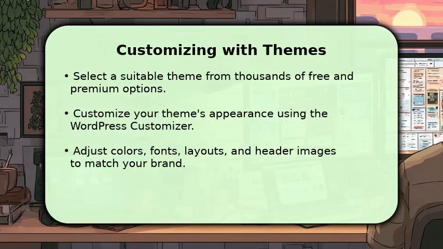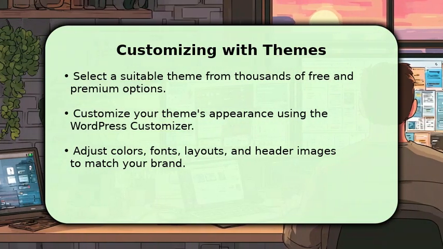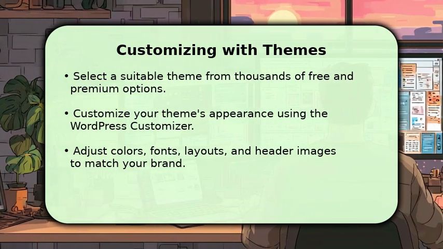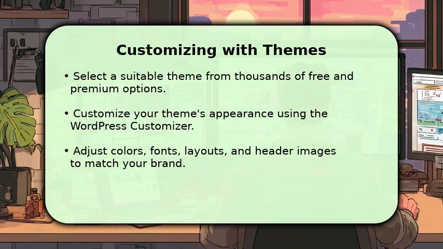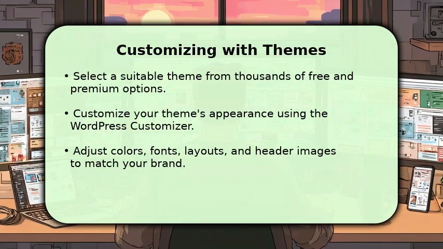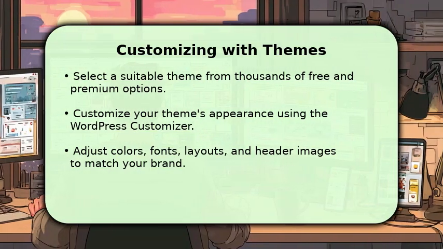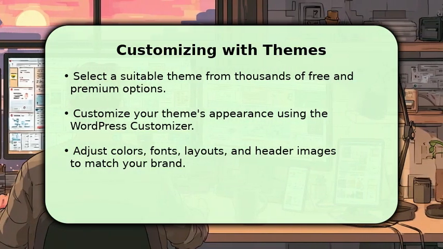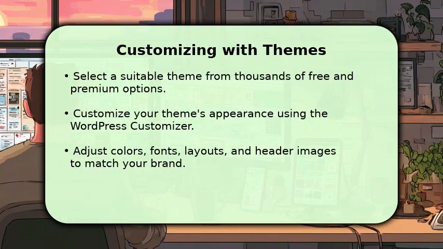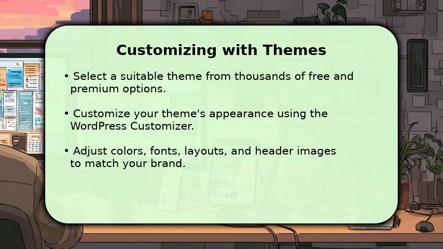Once WordPress is installed, the next step is choosing a theme. There are thousands of free and premium themes available, offering diverse designs for every niche. You can easily customize your chosen theme's appearance through the WordPress customizer, adjusting elements like colors, fonts, and layouts. This allows you to align your website's visual identity with your brand, often without writing a single line of code, giving you full creative control.